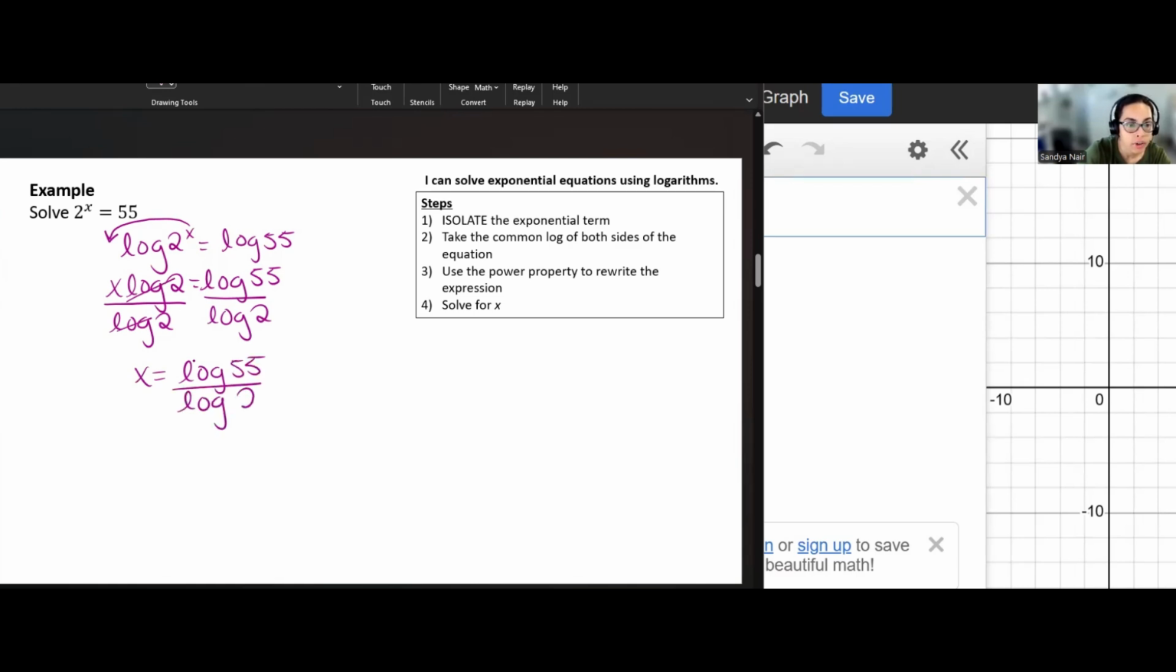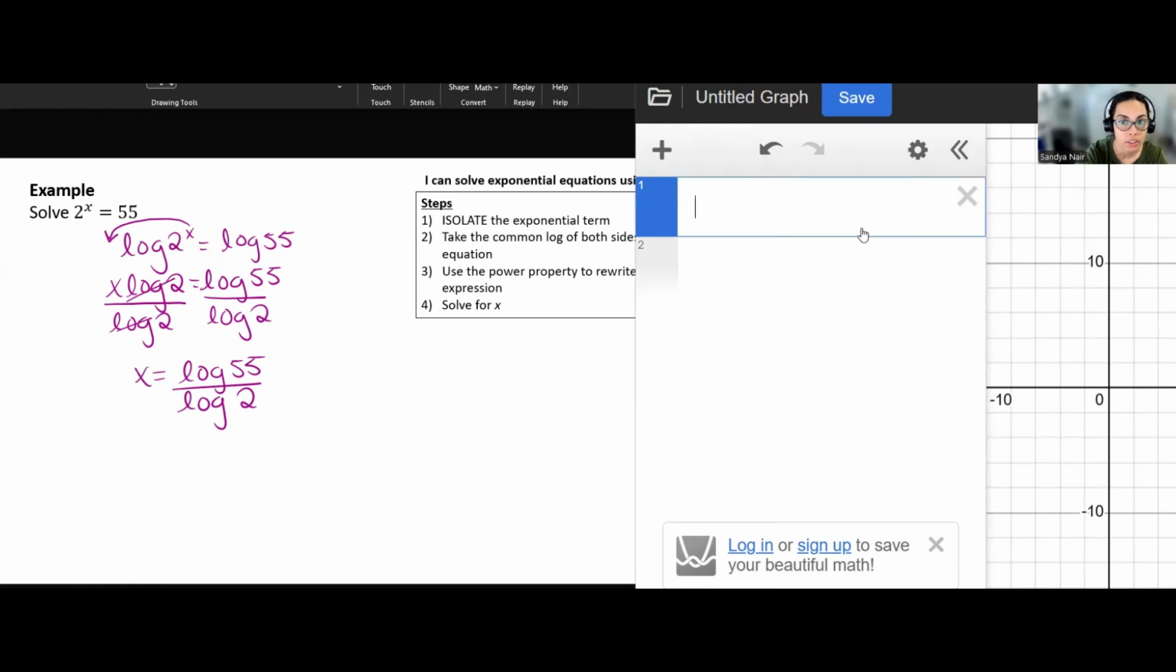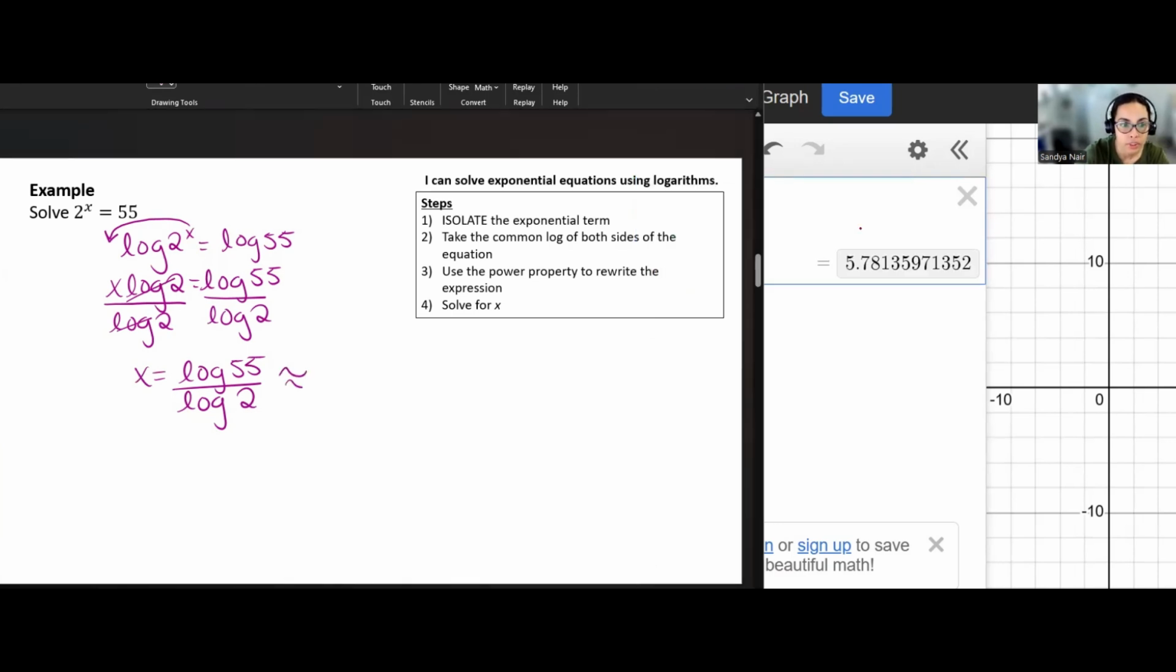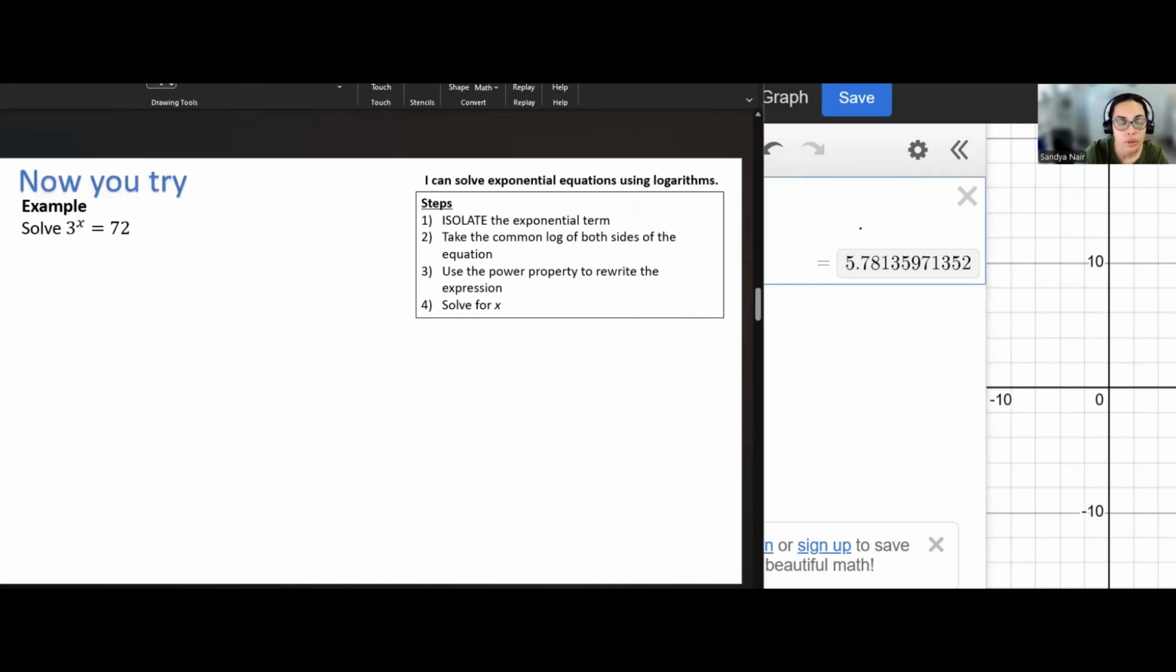If a problem ever asks you for the exact value of x, this is going to be the exact value of x. But normally we'll approximate x by typing this into our calculator. We're just going to do log 55 divided by log 2, and round to 4 decimal places. So this is approximately equal to 5.7814, and that's approximately the value of x. Now you can go ahead and pause the video and try doing this example on your own.